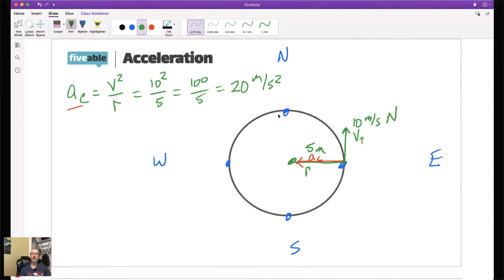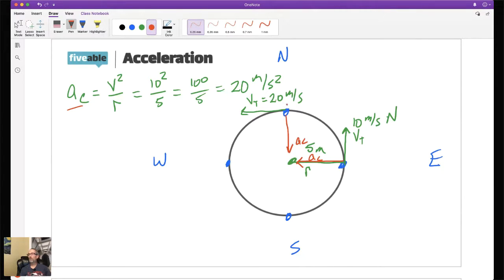That's the one pointing to the center. Our velocity here is 10 meters per second north. Let's say that we go here, and we now have a velocity, and the tangential velocity here, instead of 10 meters per second, let's say it's 20 meters per second. So what I'd like for you to do is tell me, what is the new centripetal acceleration? We still have a 5 meter radius, but now we have 20 meters per second.